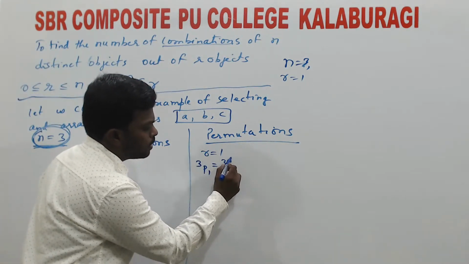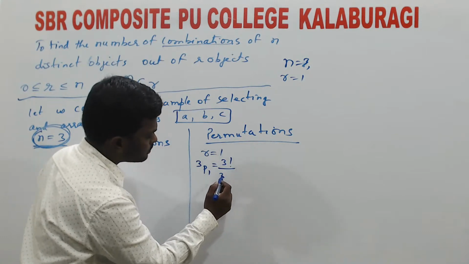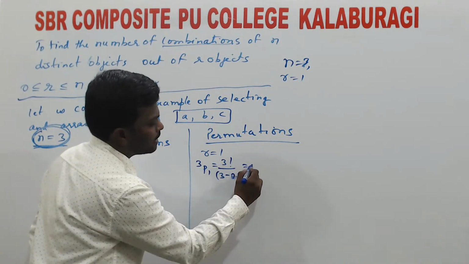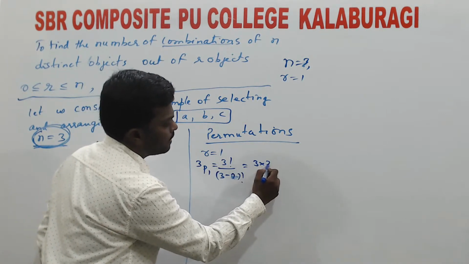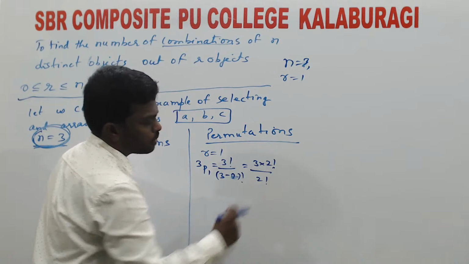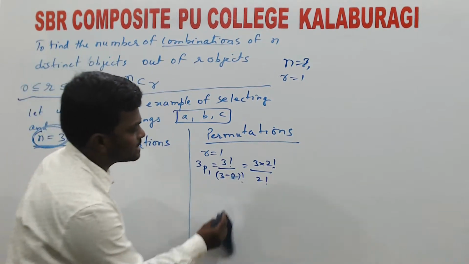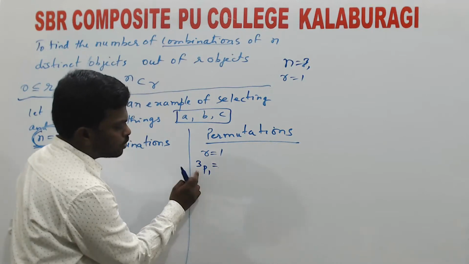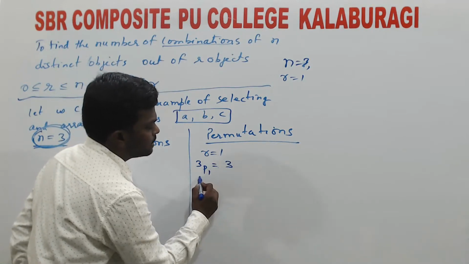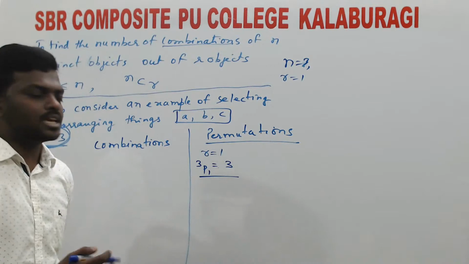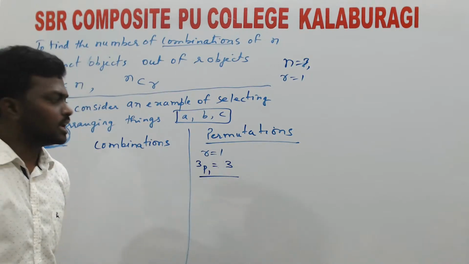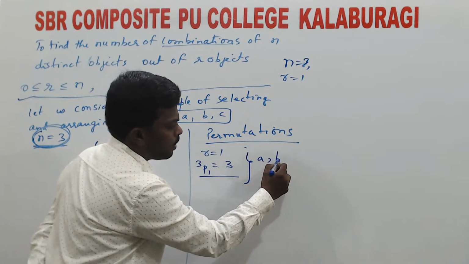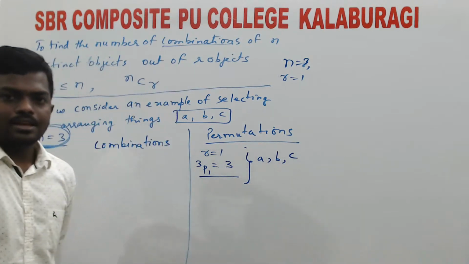3P1 is equal to 3 factorial by (3 minus 1) factorial, which is equal to 3 into 2 factorial by 2 factorial. The 2 factorial cancels and I get 3. So when you arrange one out of three objects, how many do you get? 3. We have derived it in special cases also, nP1 is equal to n. Let me list them. What will be those? Either A or B or C. Is that clear?